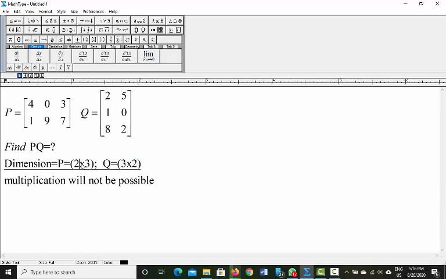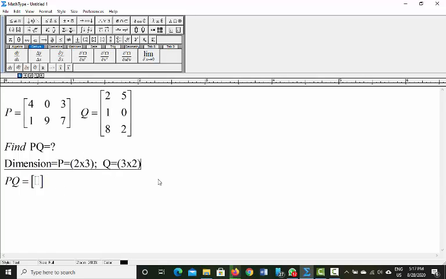Now as you can see, these two match with each other, so multiplication will be possible now. The number of columns is 3 in the first matrix, and the number of rows is also 3 in the second matrix. So this one is matching with this one, so we can multiply PQ. So now let's multiply PQ.